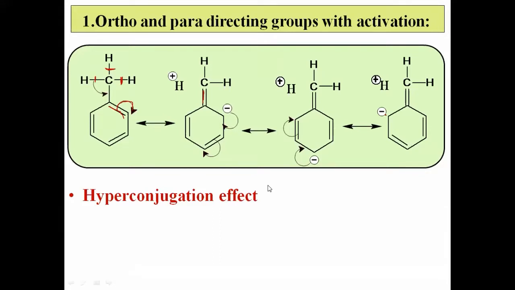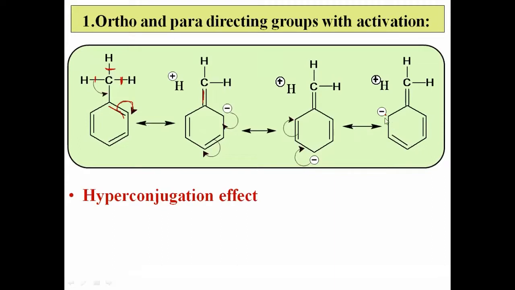Now, what about the activation? What about the reactivity of the benzene ring? Due to release of C-H bonded electrons, those electrons are delocalized in the benzene ring. That means the C-H bond breaks, and where do those electrons go? They go towards the aromatic ring, and therefore electron density on the benzene ring increases, and therefore the electrophile easily attacks the ring, and thus there is an activation. There is an increase in the reactivity of the benzene ring towards electrophilic substitution.